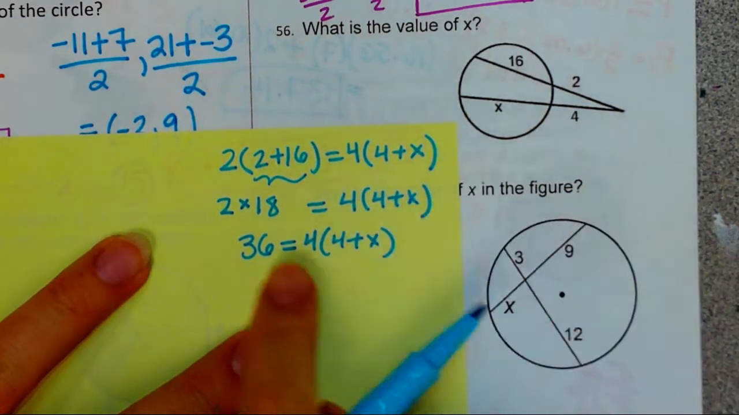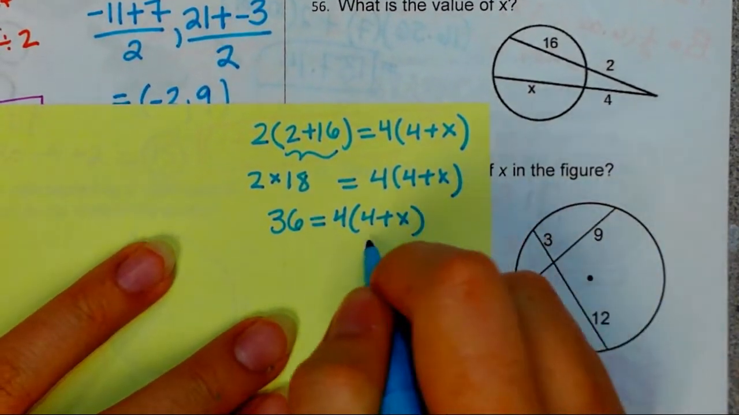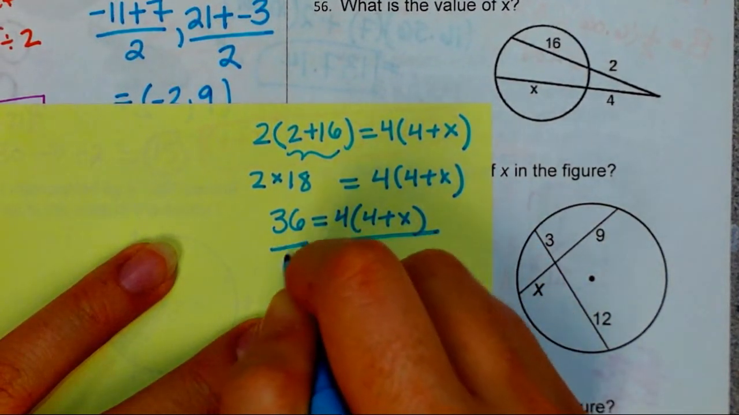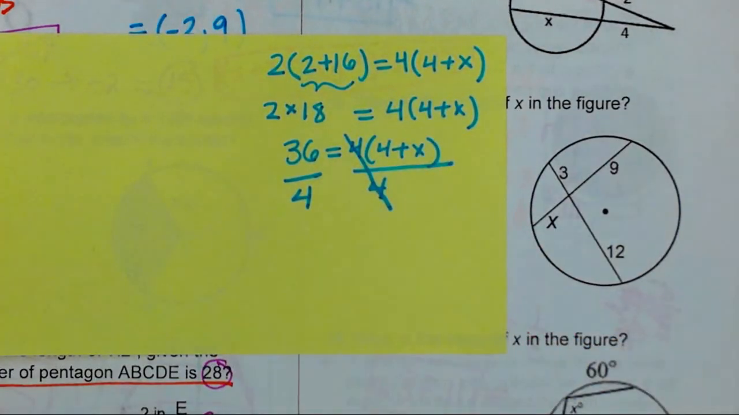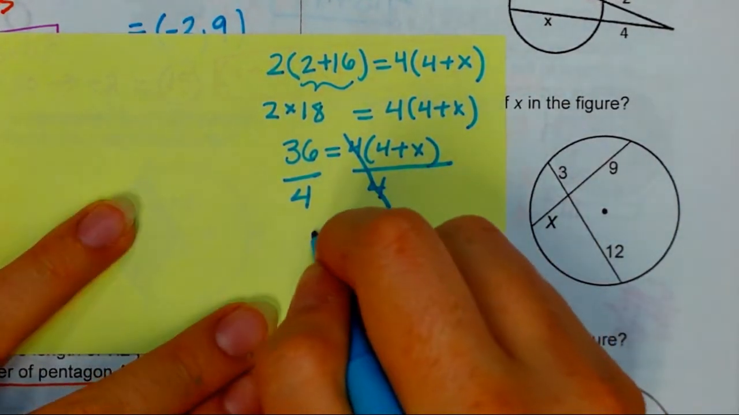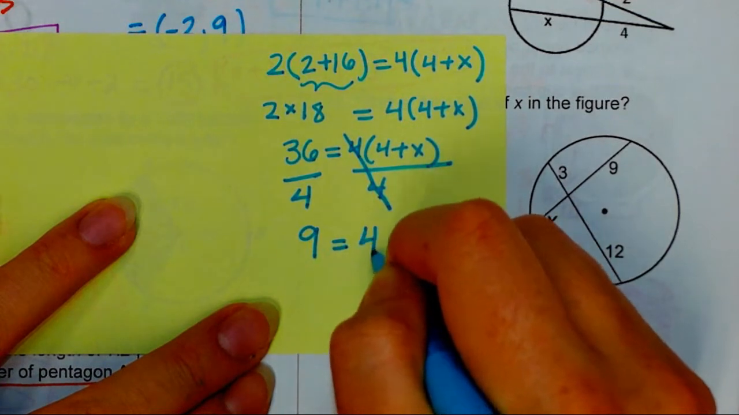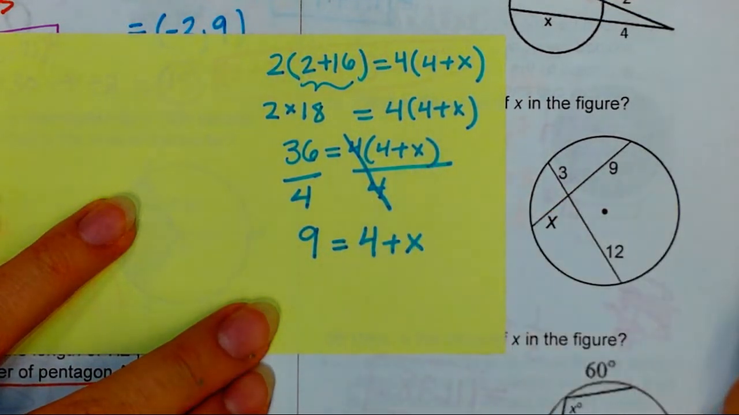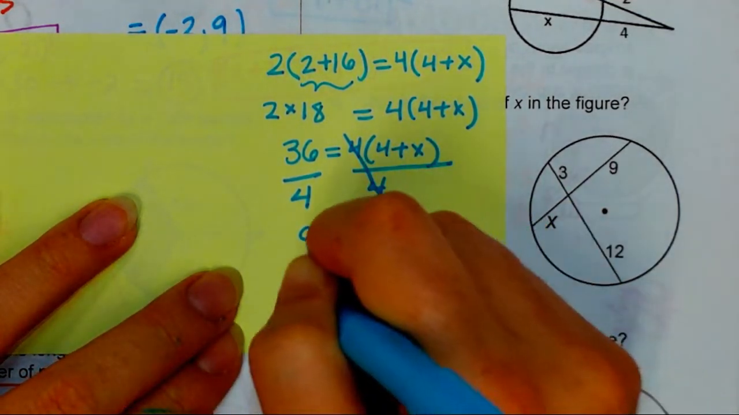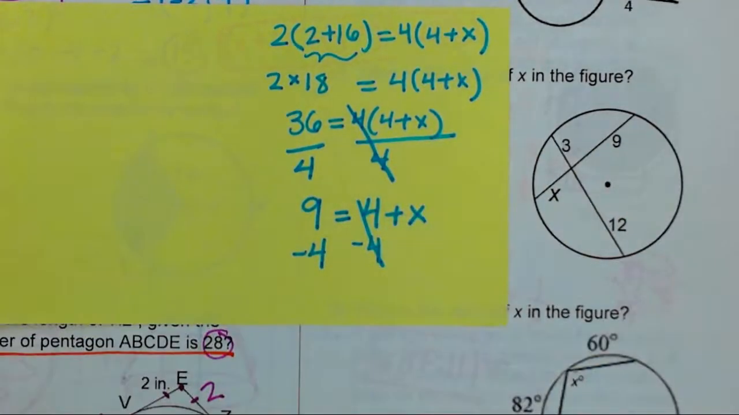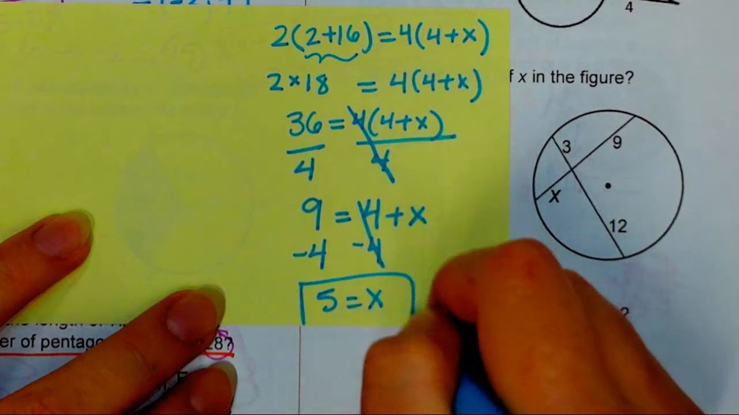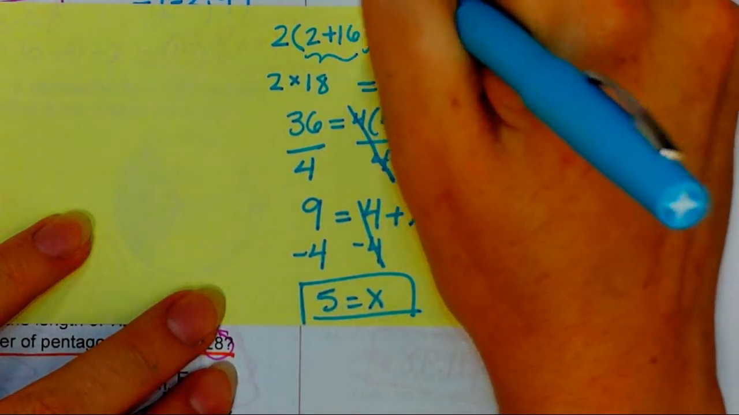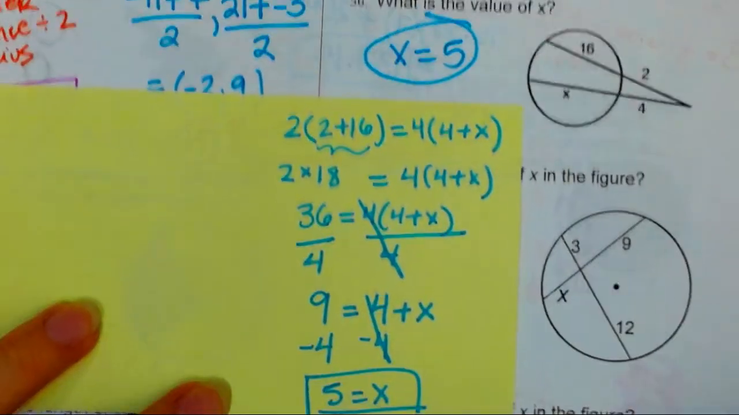Okay. So I'm going to do it the other way this time. If you don't want to distribute, then what you can do instead is divide by the outside number. So divide by 4. Those will cancel. 36 divided by 4 is 9. And that's equal to 4 plus x. And then subtract 4. 9 minus 4 is 5. So x is equal to 5.